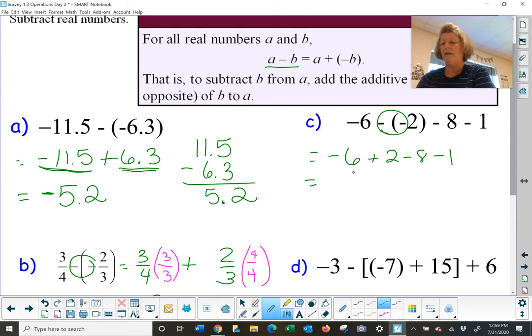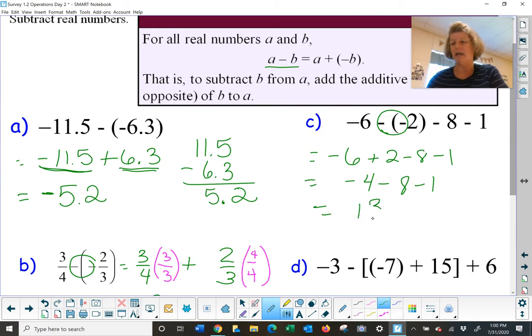So I could go -6 plus 2 would be -4 minus 8 minus 1. And then they're all negative, so I'm just going to add them up like they were positives. 4 plus 8 is 12, plus 1 more is 13. Since they have the same sign, I can add them up and then attach the negative because the answer is -13.